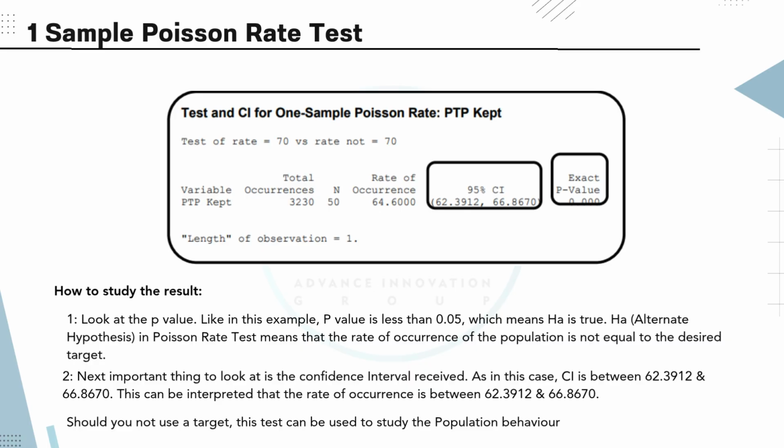The confidence interval provides a range within which we expect the true rate to lie. Here, the CI is from 62.3912 to 66.8670. Since the target rate of 70 does not fall within this interval, it reinforces our conclusion that the sample rate is significantly different from the target. Lastly, a tip. If you don't have a predefined target rate, you can still use this test to understand or describe the natural behavior of the population by analyzing the observed rate and its confidence interval.